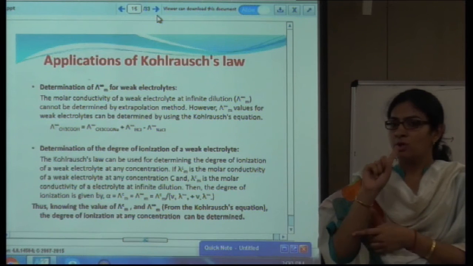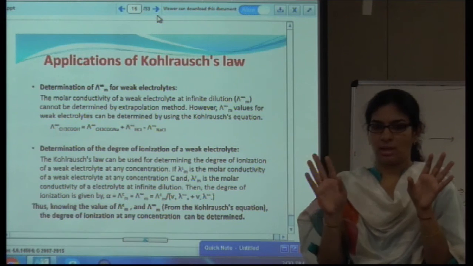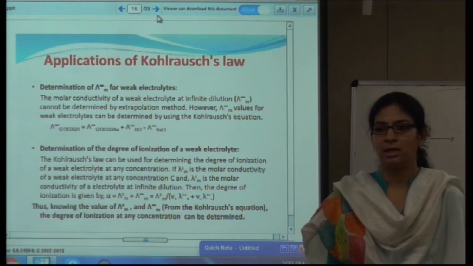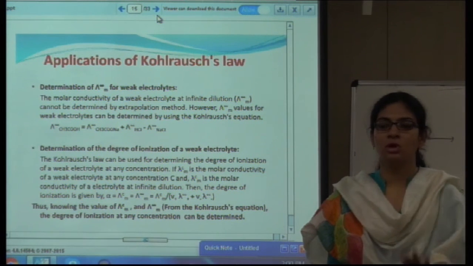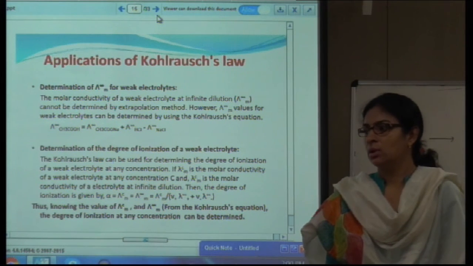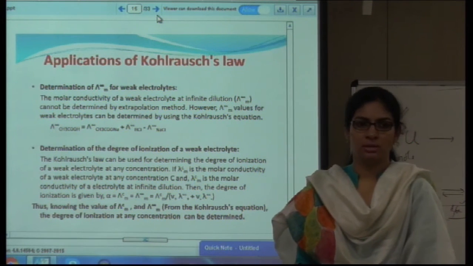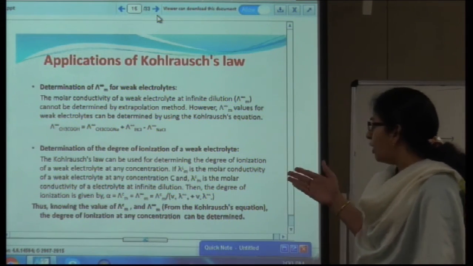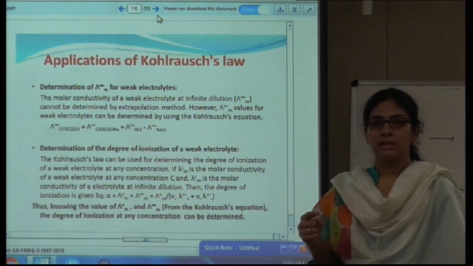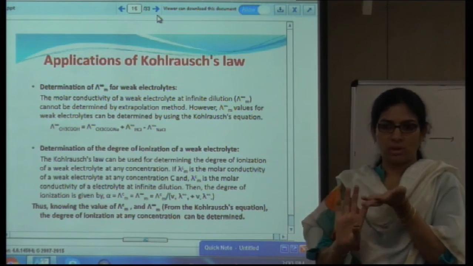See, for strong electrolytes you never define alpha. Make sure of this: if somebody asks you to calculate the alpha value for HCl, KCl, or NaCl, immediately your answer should be that alpha is not defined for strong electrolytes. You can't calculate it, it is always 1. So you don't define degree of dissociation for strong electrolytes, right? For weak electrolytes you define alpha. How do you define alpha? It is obviously the dissociated upon undissociated.